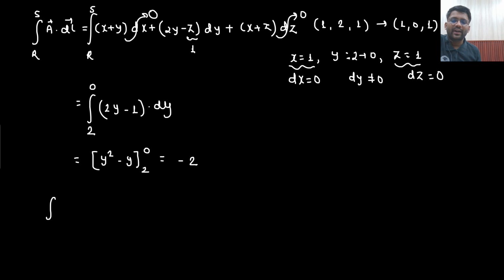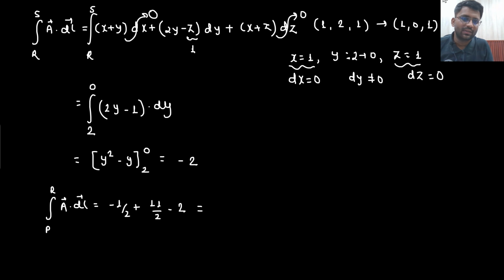So basically now we need to add everything from P to R, A dot dl. So first we got minus 1 by 2, then we got plus 11 by 2, and then we got minus 2. So my answer is coming out to be 11 by 2 minus 1 by 2, which is 5, minus 2. 3 is my answer. Let me recheck the calculation. Yes, I checked the calculation. What was our answer? 3 was our answer. That is absolutely correct.